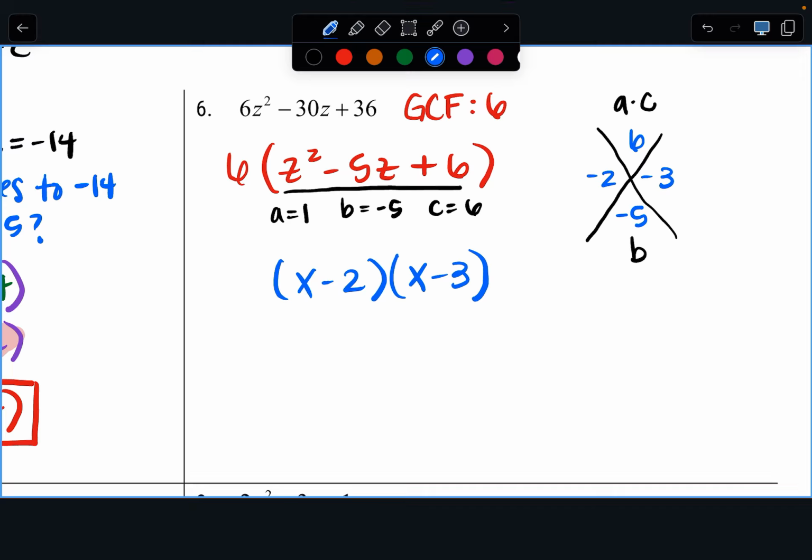What is one of the notes that we put on the first page about GCF? We have to include it. So your final answer has to have a 6 at the very front. No, it does not. We will take both of them.